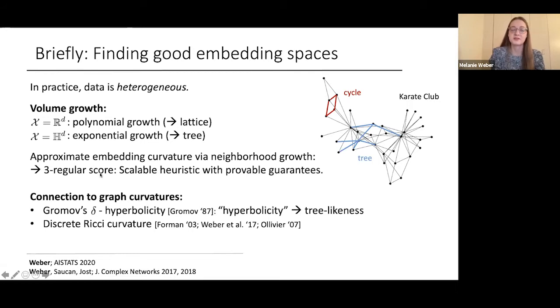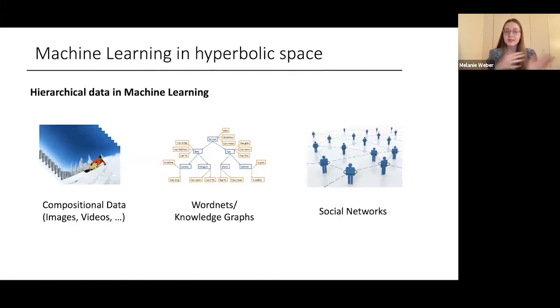In particular, it connects to a large body of work in discrete geometry on graph curvatures. For instance, well known here is Gromov's hyperbolicity, which tells us something about tree-likeness and embeddability into hyperbolic spaces, or discrete notions of Ricci curvature that myself and collaborators and also many other people have studied. So with that quick excursion into more general embedding problems, let's focus on hyperbolic spaces.